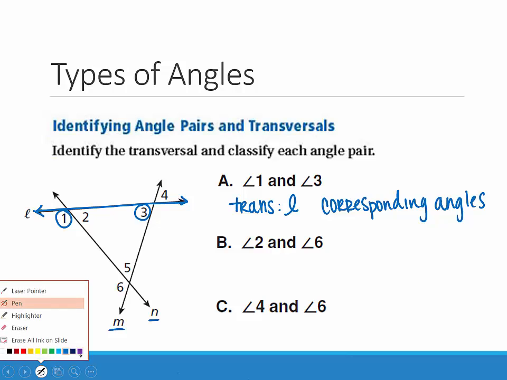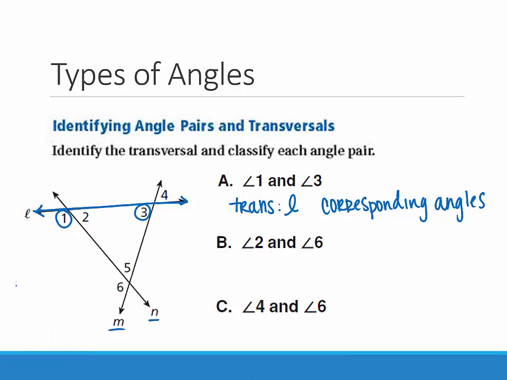So now let's look at two other ones. Let's look at 2 and 6. So angle 2 and angle 6. Remember, identify your transversal first, and that's the one that cuts through those two angles. So in this case, it's line N. And then if you look, they're on opposite sides of our transversal here. One's on the inside, one's on the outside. But they're inside our other two lines, L and M. So that makes them alternate interior angles.